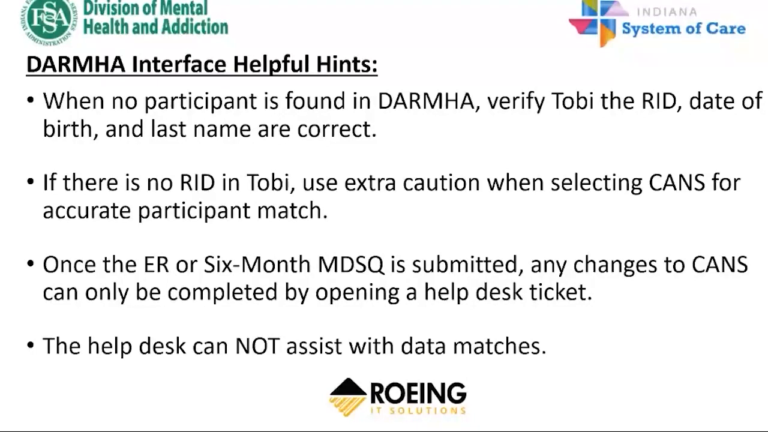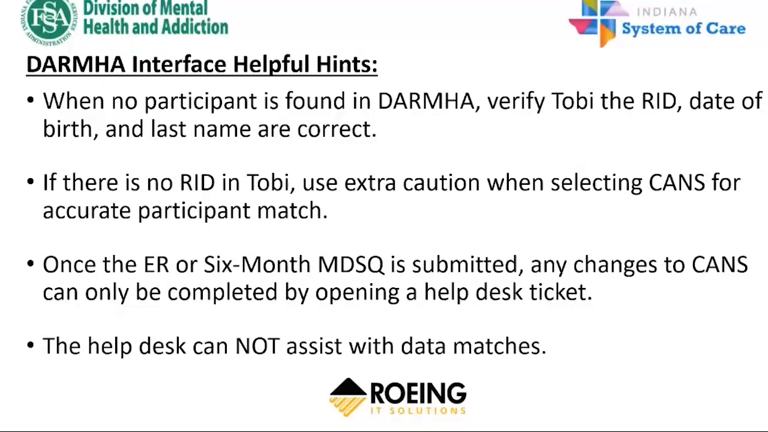But again, when you take that RID out, make sure you're using extra caution, because you want to make sure that you're selecting the CANS for the accurate participant match. So check that name, check those last 4 of the SSN, and make sure that you are putting and grabbing the correct CANS. So once the ER, or if it's a 6-month MDSQ, once you have those in submitted status and you realize that you have selected the wrong CANS, you'll have to open a help desk ticket to request that be unsubmitted, so that you can make that change, and then you can resubmit it.